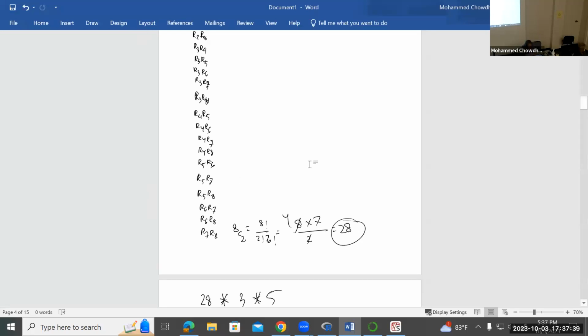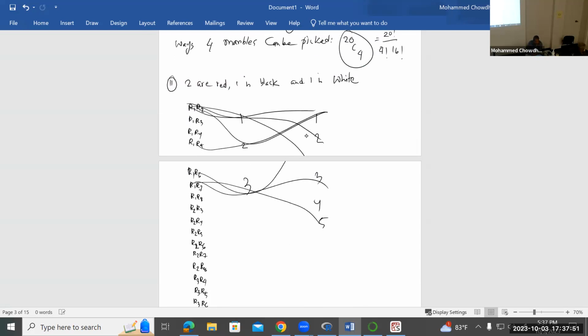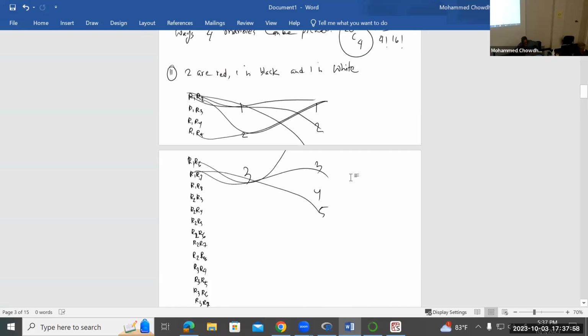How? Take a look at the board. This is one option. This is one option. This is one option, right? That is one option. This is one option. This is one option, right? Are you getting it? That is the way you can get it.